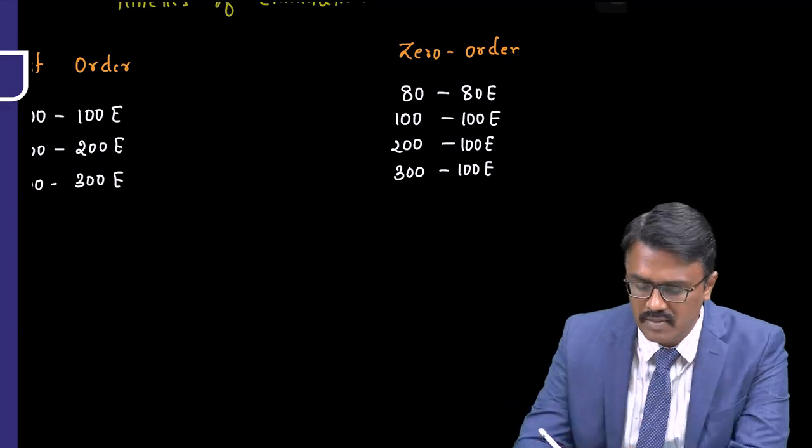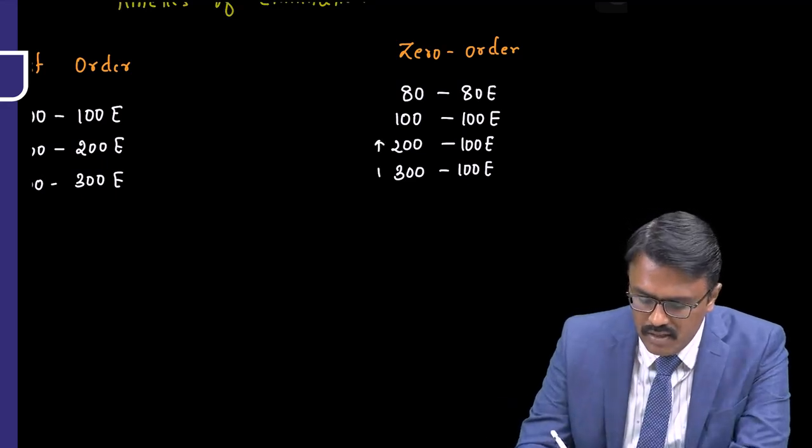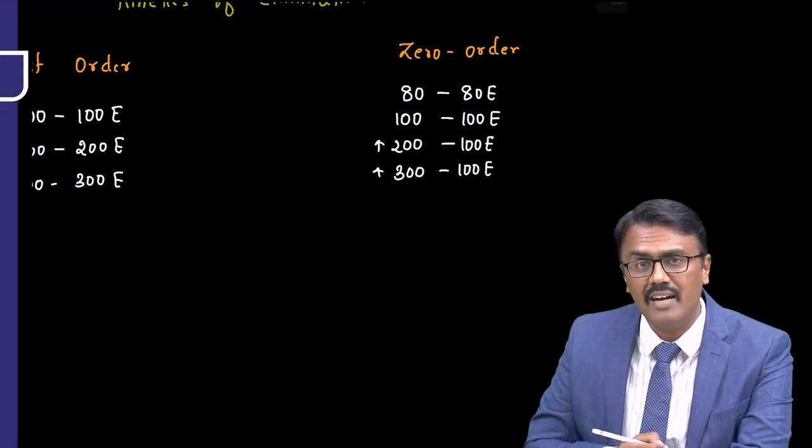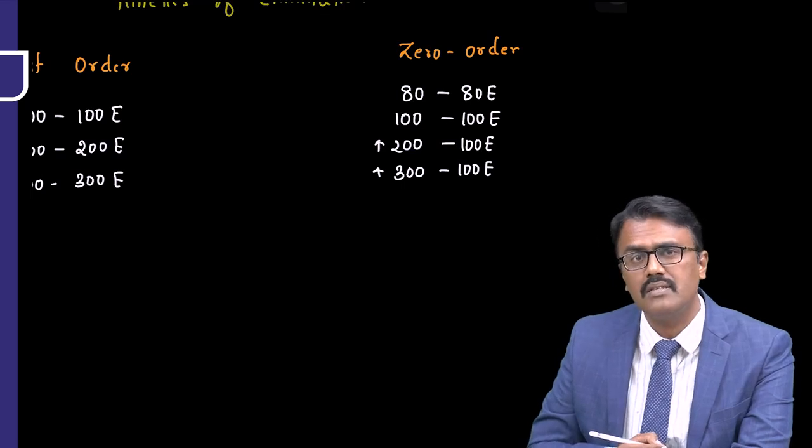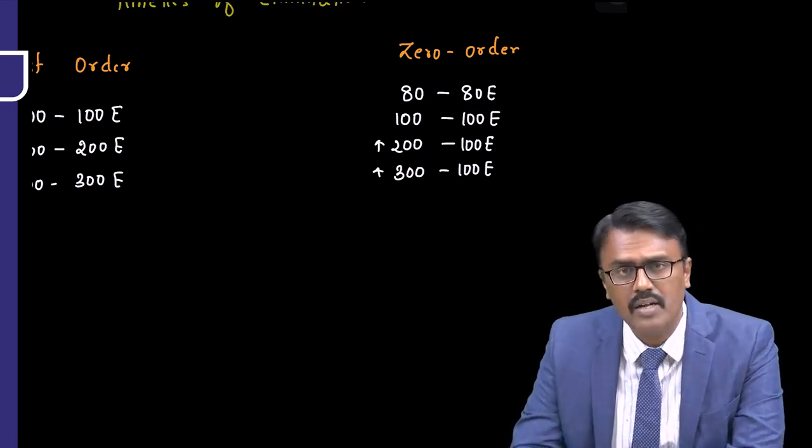Now what happens if the enzymes get saturated? The drug level increases. The drug is not cleared out of the body. So if it is not cleared out, what happens? Clearance decreases. So it is not in order.